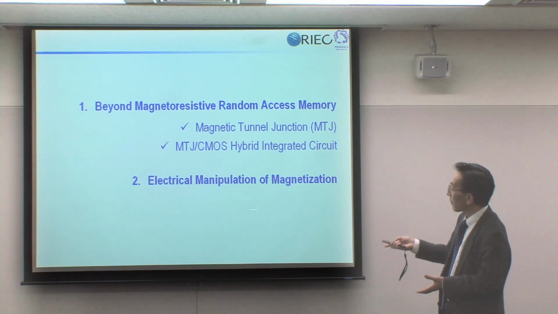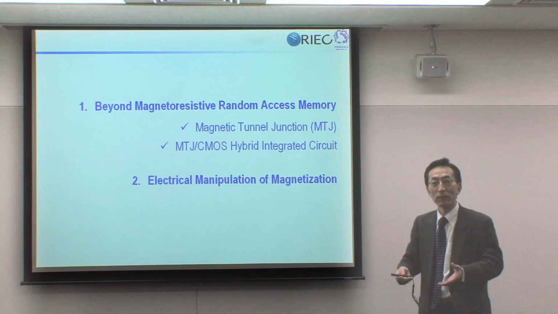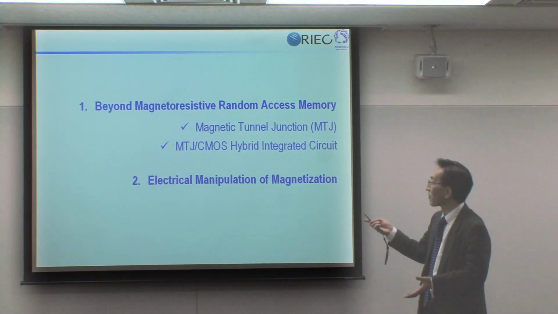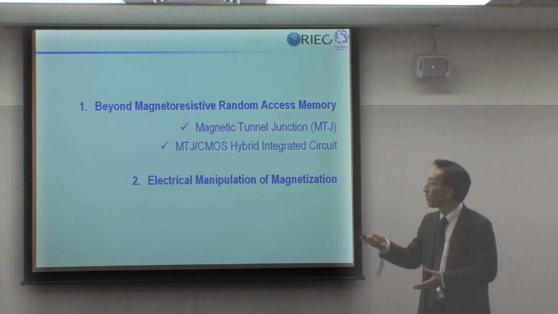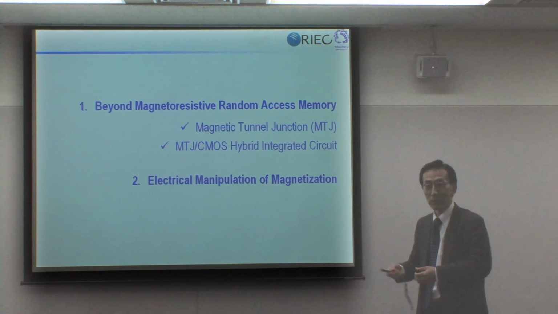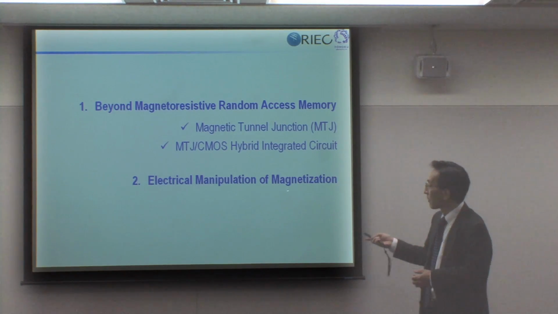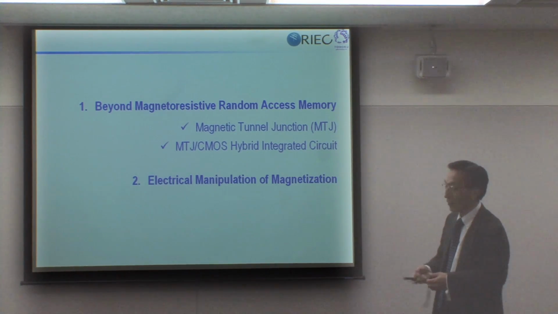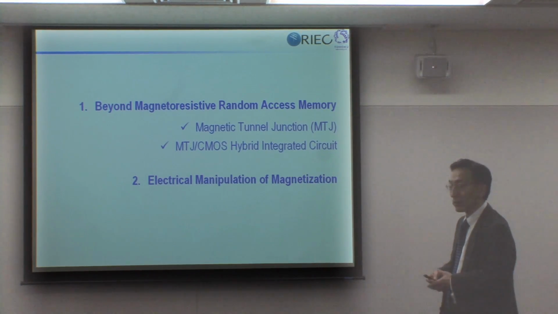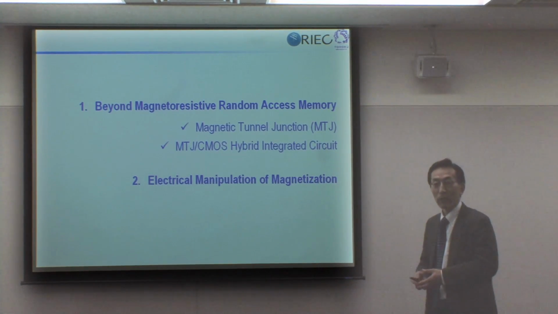And here in the second part I would like to discuss about what comes beyond magnetic tunnel junction. Here we are using current or spin current to switch magnetization. But I would like to discuss in my second part the possibility of reversing magnetization using electric field alone.